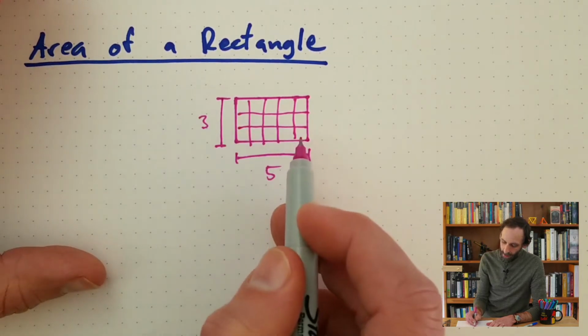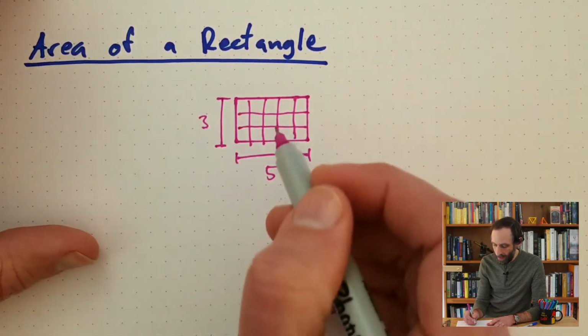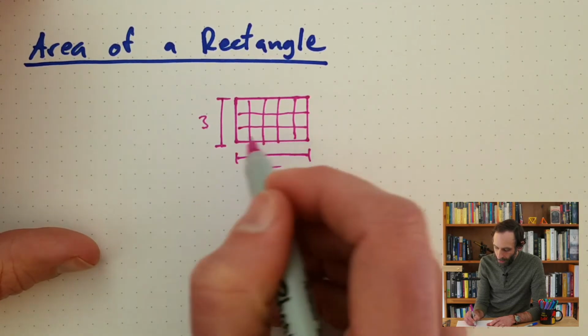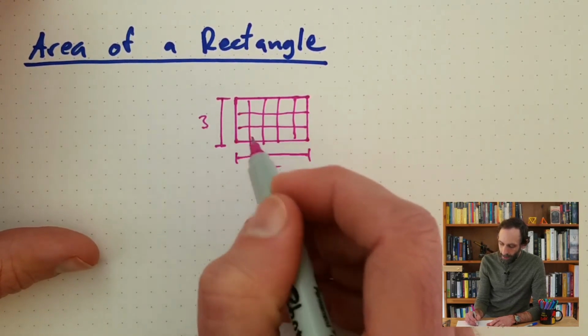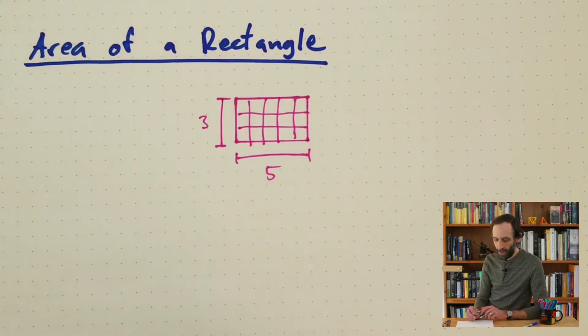So 3 times 5 gives me 15. Or you could also say, I have 5 squares in each row, and I have 3 rows. So once again, 3 times 5 gives you 15.